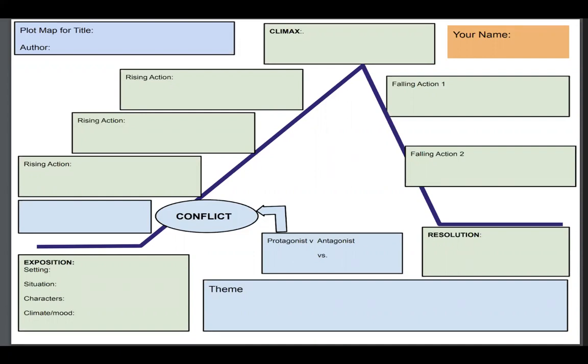And then at the very bottom, there's a place for the theme. What does the author want you to learn? What should you take away? Okay, why did they write this? These are the things that you should be thinking while you're reading, because these things always are asked on quizzes, in class discussion, on state exams. Identifying that theme is the most important skill here.